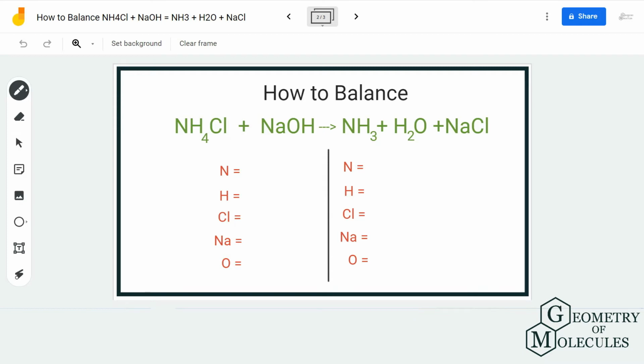So let's begin. For the reactant side we have one nitrogen atom over here. For hydrogen we have 4 plus 1, which gives us 5. For chlorine we have only 1. For Na we have 1, and for oxygen we have 1.